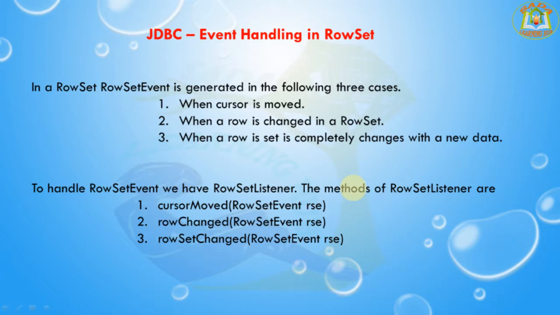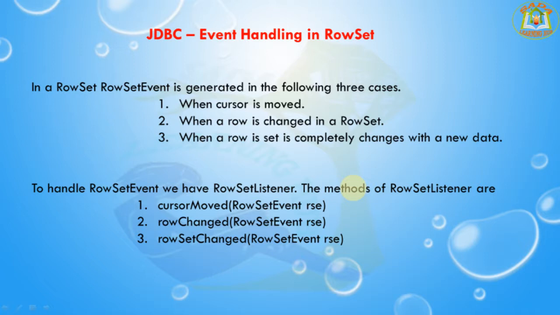The second case is when a row is changed in the RowSet. Whenever a row is changed in the RowSet, event handling will be fired. The third case is when your RowSet is completely changed with new data. Whenever we modify the data of a particular row, automatically the event will be fired on that RowSet. To handle the RowSet events, we have a RowSetListener.